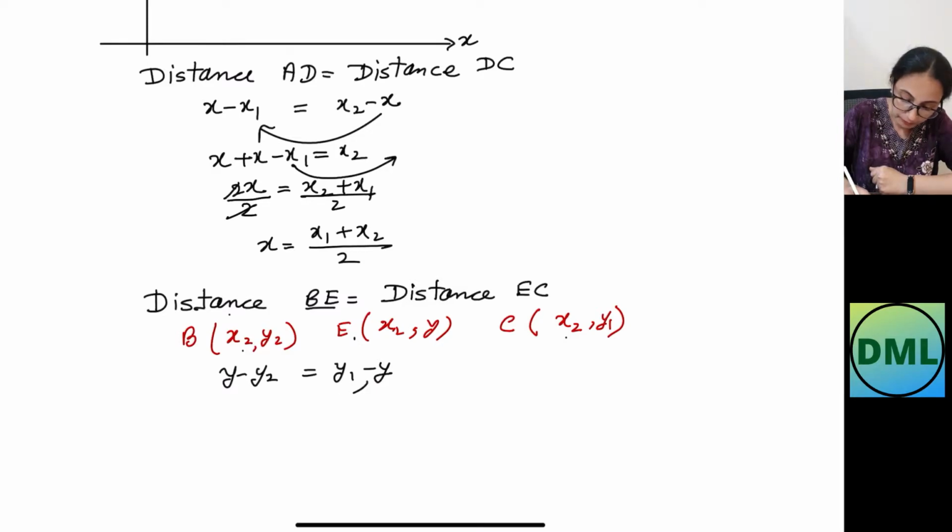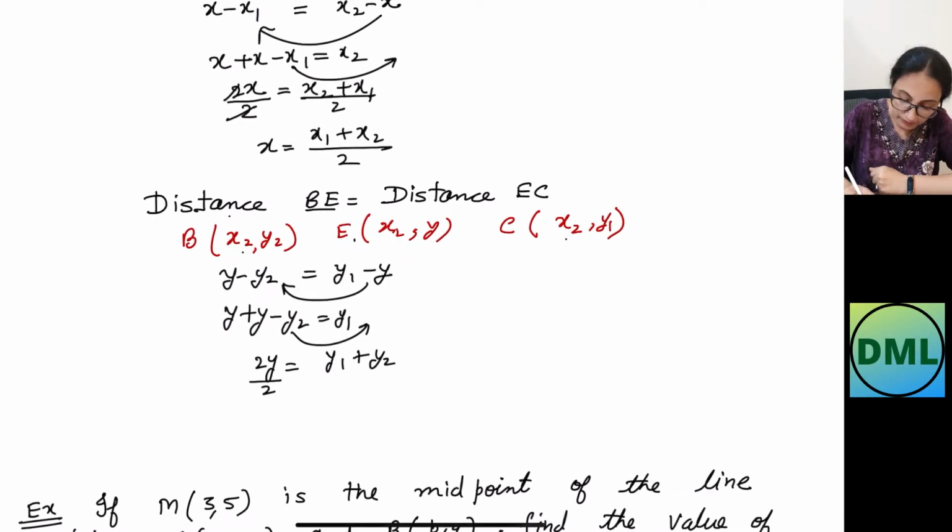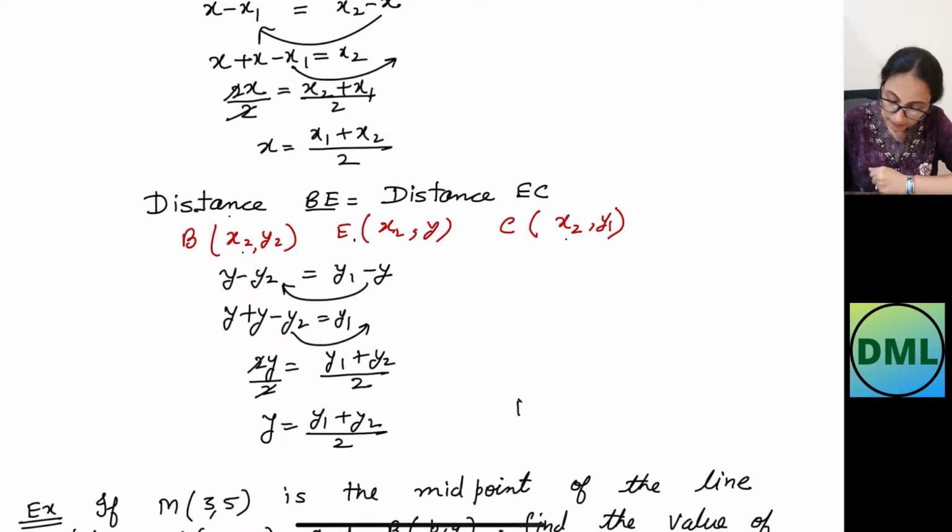So I'm going to move this y to the left hand side. y plus y minus y2 is equal to y1. Now move this y2 to the right hand side. y plus y is 2y. 2y is equal to y1 plus y2. Now I'm going to divide by 2 on the left hand side and right hand side. The 2 will get cancelled with 2 and your answer will be y is equal to (y1 plus y2) by 2. Now the midpoint has the coordinates (x1 plus x2) by 2 and (y1 plus y2) by 2.